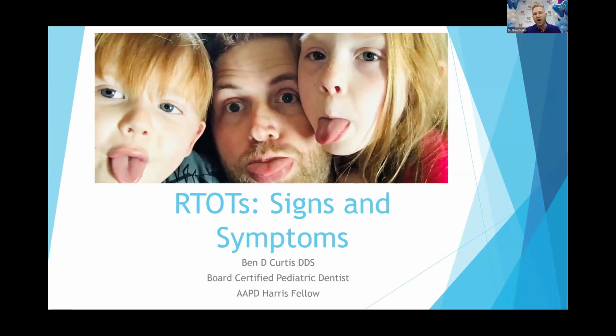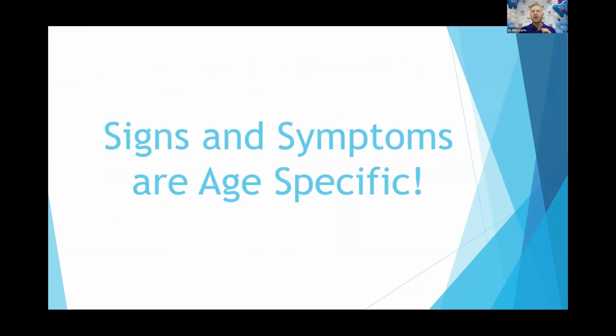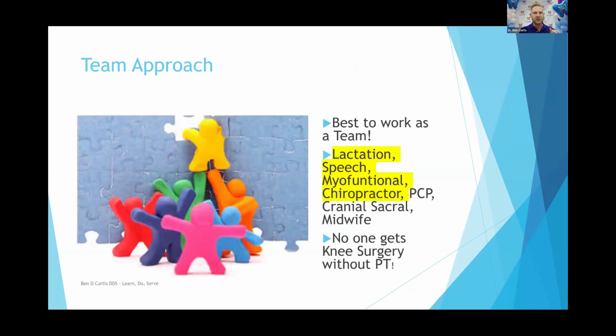Okay, we want to walk through what sorts of signs and symptoms we might be seeing. And this is where the two-part series happens. We've got infant symptoms, and then we've got child and adult symptoms. Today we're going to stay on that side of the continental divide, on the infants. We have to look at age specifics, so we're going to break this down today into infants and babies: under 6 months and 6 to 12 months.